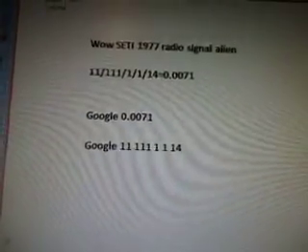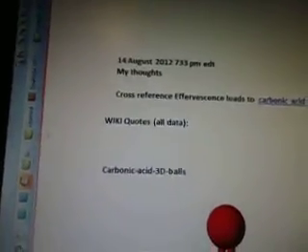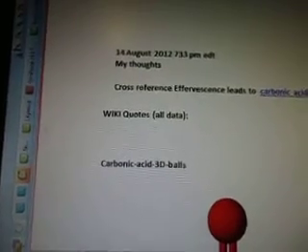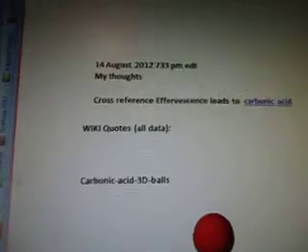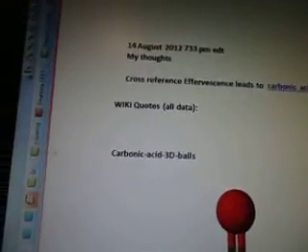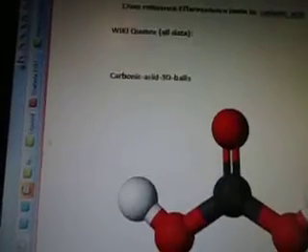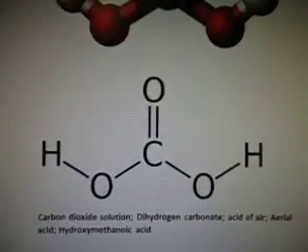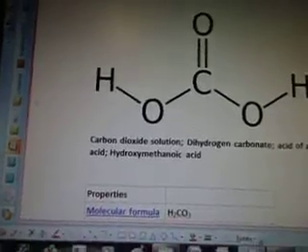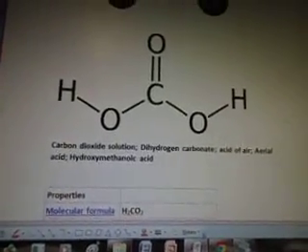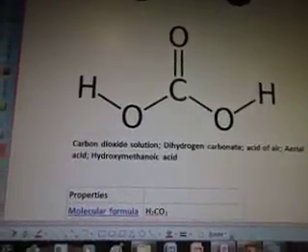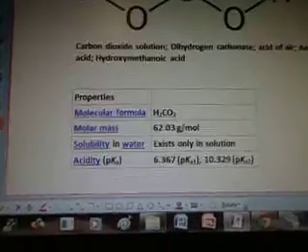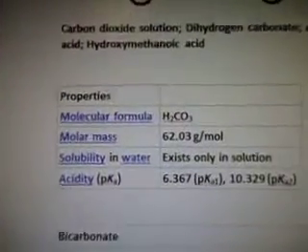There's the mathematical equation and the answer that brought up this data, okay? So August 14, 2012 is when I was doing the research on it, and today's September 13th, about a month later. My thoughts: the cross-reference effervescence leads to carbonic acid. Wiki quotes all the data. Carbonic acid 3D balls, that's what they look like. Here's another graph. It says carbon dioxide solution, dihydrogen carbonate, acid of air, aerial acid, hydromethanoic acid. There's the properties.